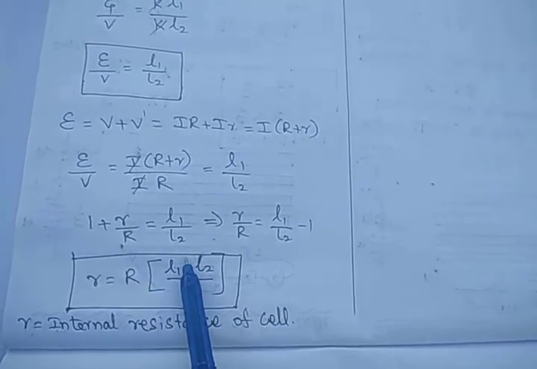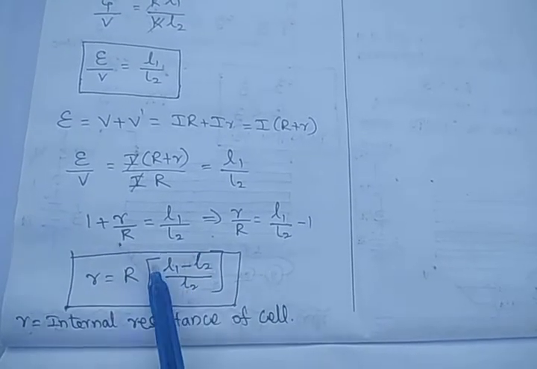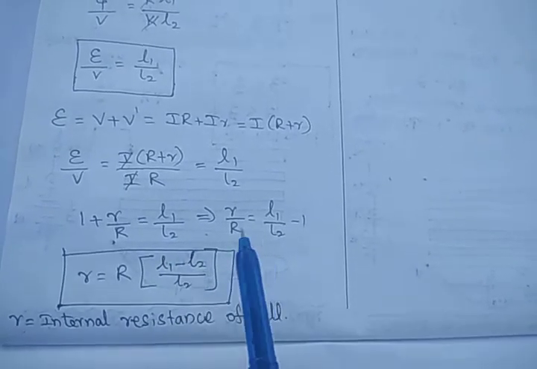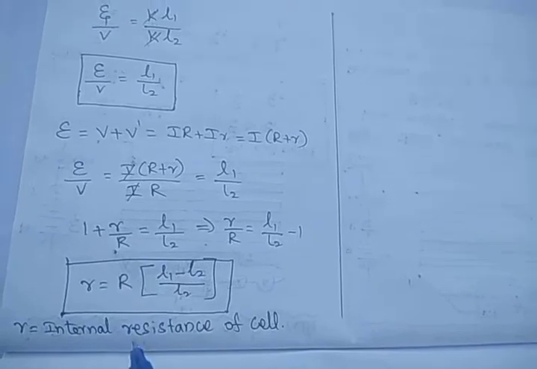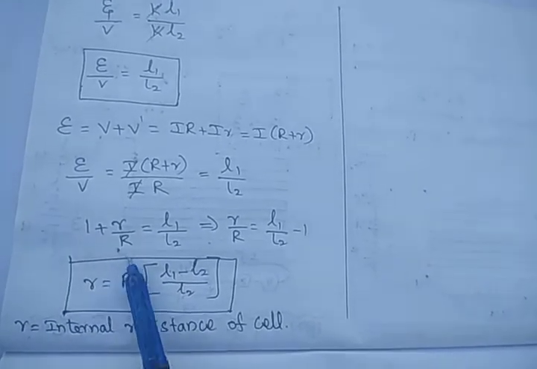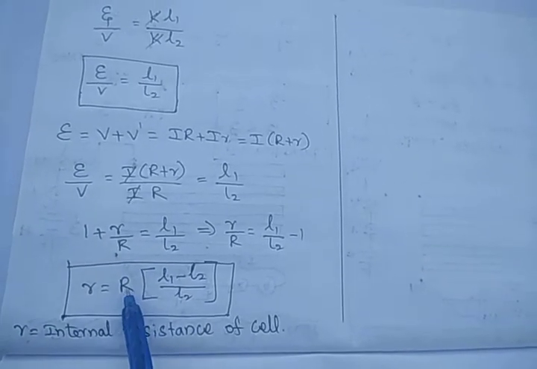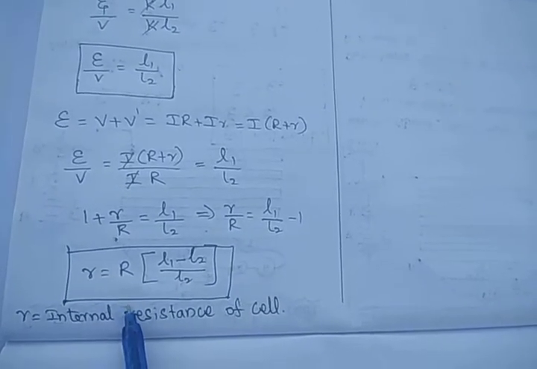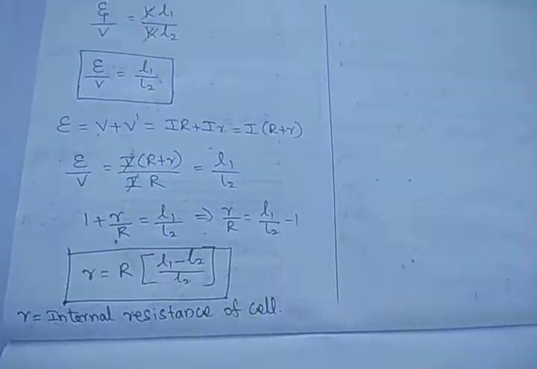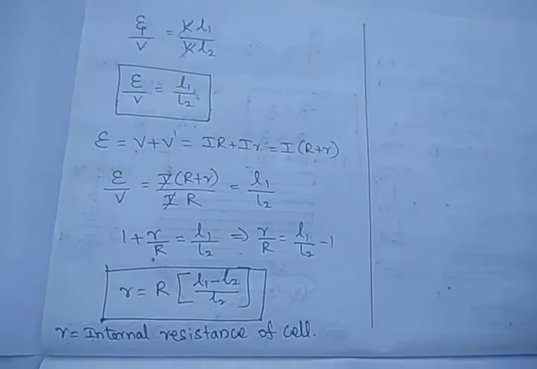L1 is the balancing length by including the cell. L2 is the balancing length by including the resistance box with the external resistance capital R. The capital R is the resistance value given in the resistance box. By using these values, we are able to calculate the internal resistance of the cell. So these topics are very important, students, for practical purposes.